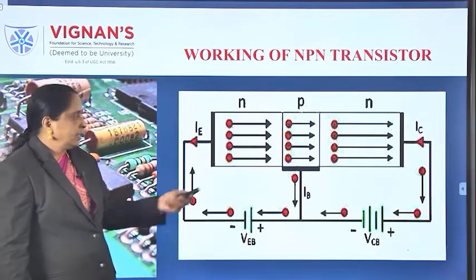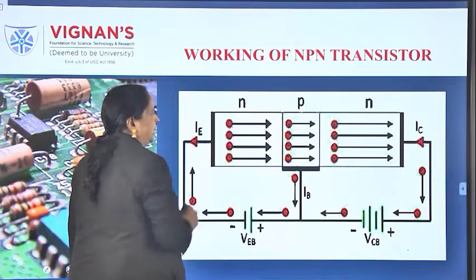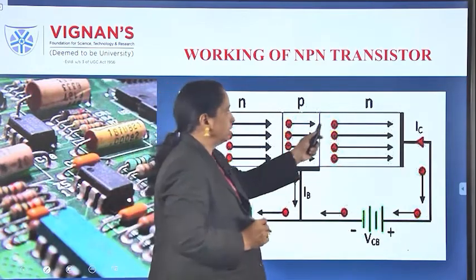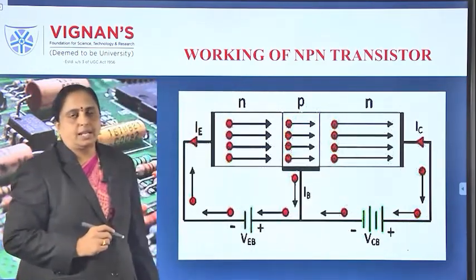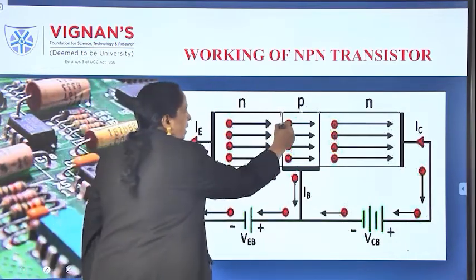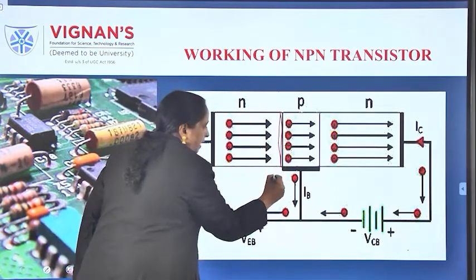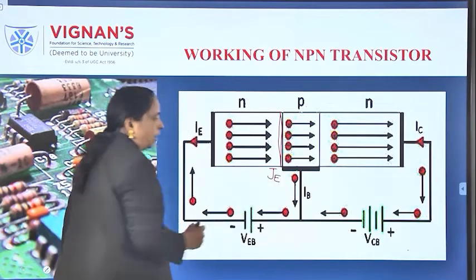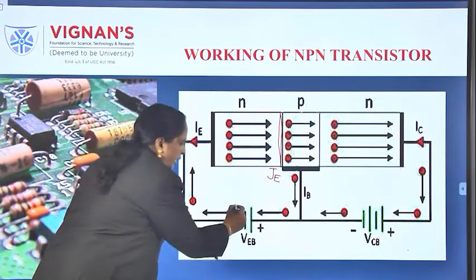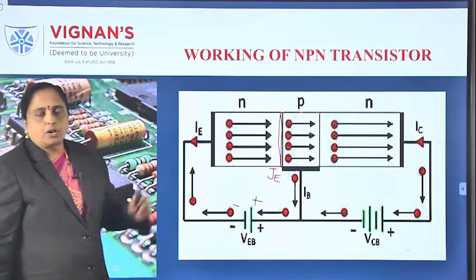NPN transistor, same thing. See, electrons are majority charge carriers here, and in P material, the majority charge carriers are holes. In N material, again the majority charge carriers are electrons. Between emitter and base there is a forward bias. How to say that it is under forward bias condition? This is N material, connected to negative, and this is P, connected to positive. So this is known as a forward bias condition.